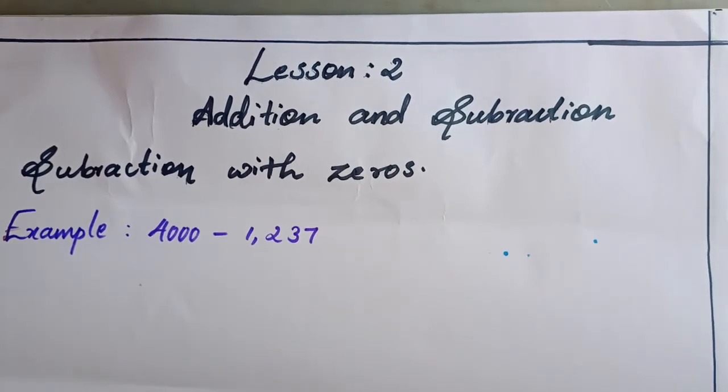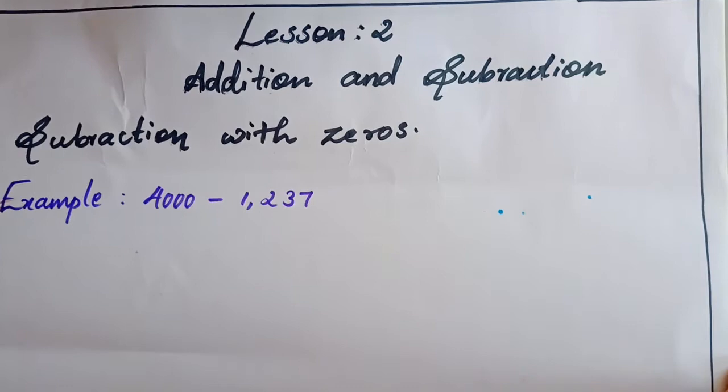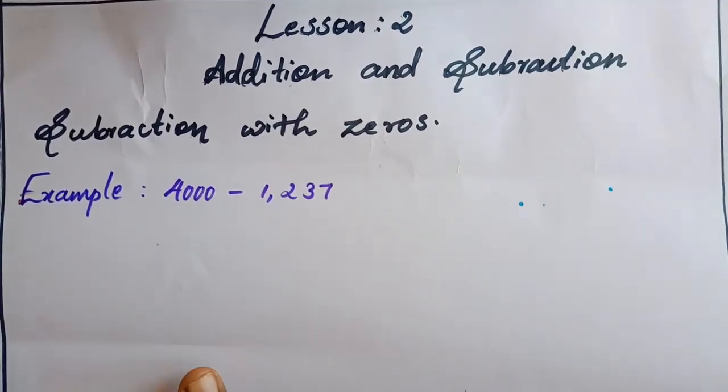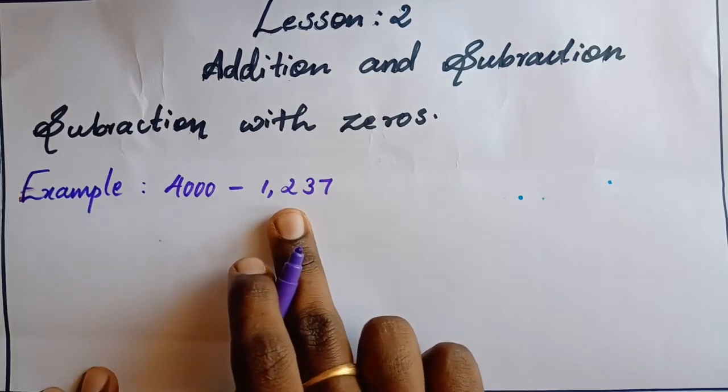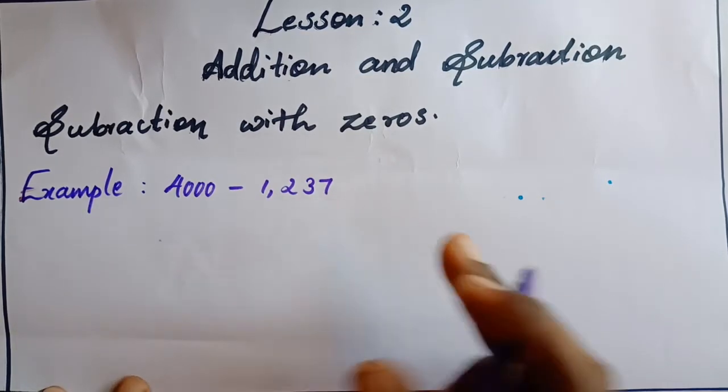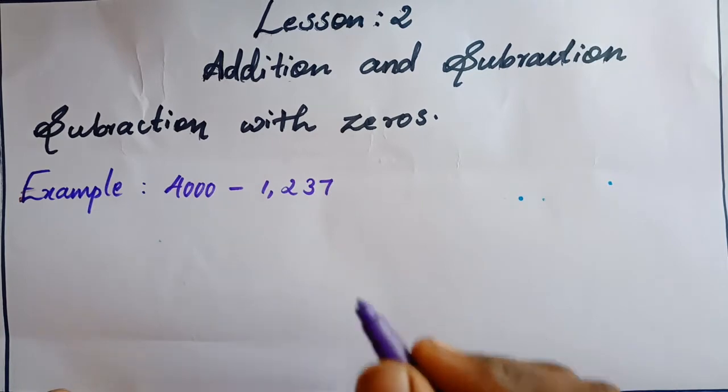So we are going to see lesson 2, addition and subtraction. The very last topic, subtraction with zeros. Okay, let's see how to do subtractions with zeros. So let's move on to the very first example, 4000 minus 1237.